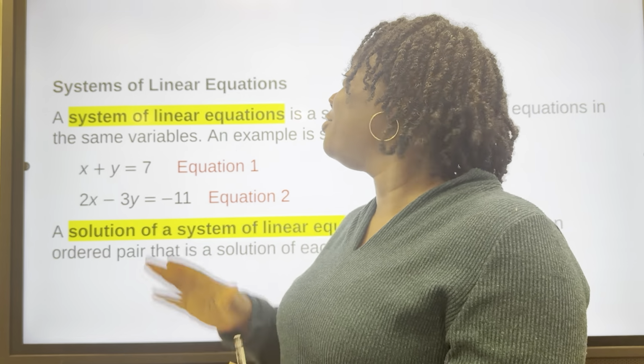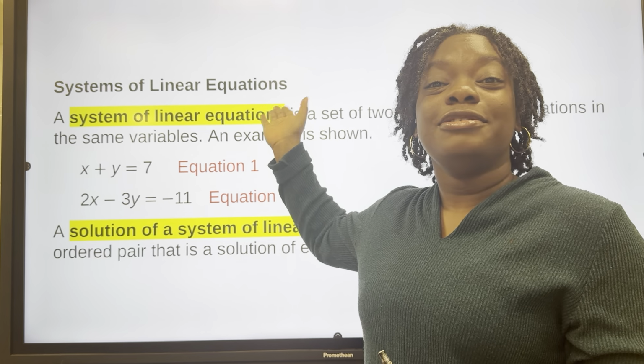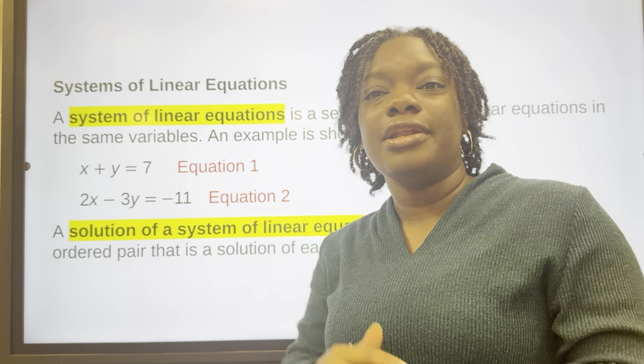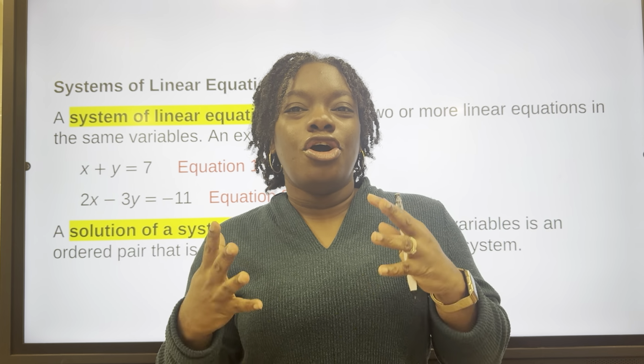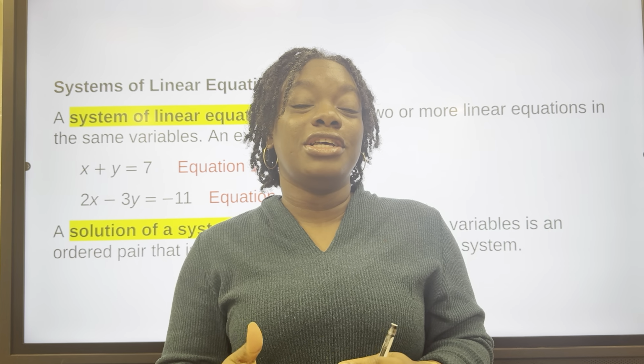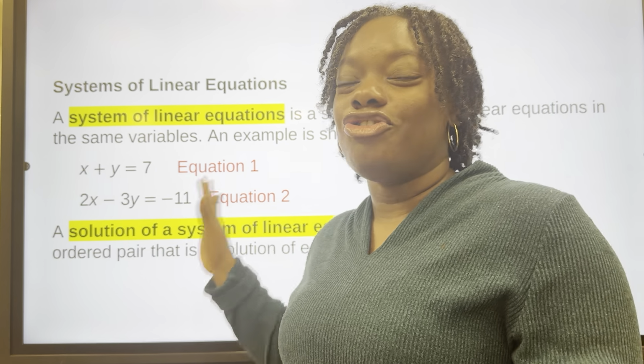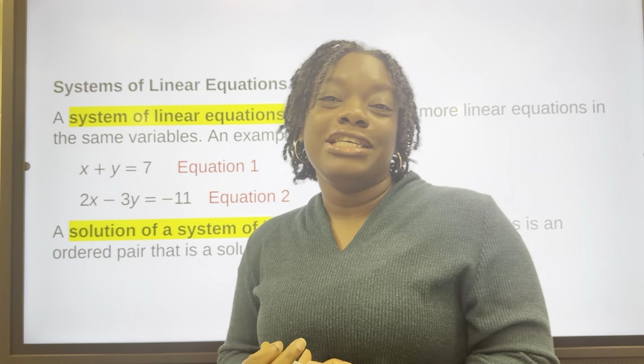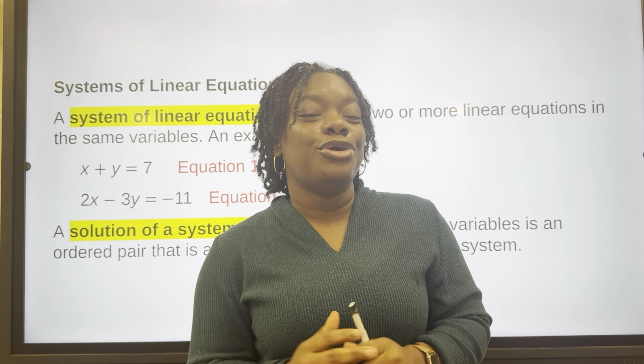Today we're going to be looking at systems of linear equations, and specifically how we solve systems of linear equations using graphs.